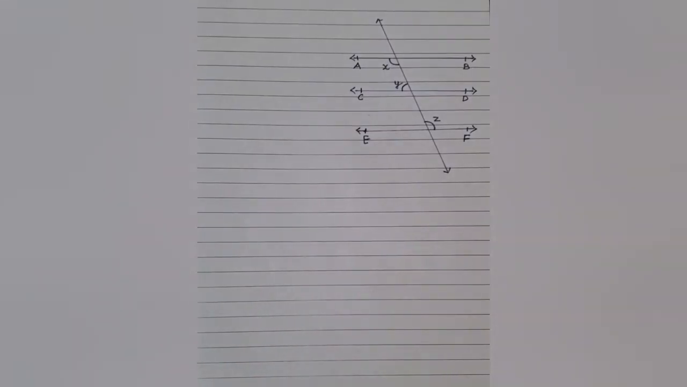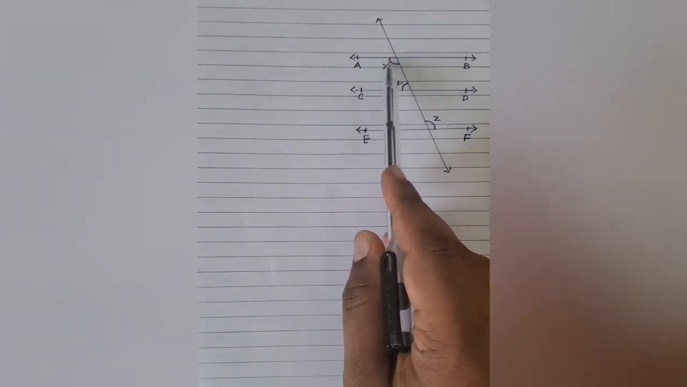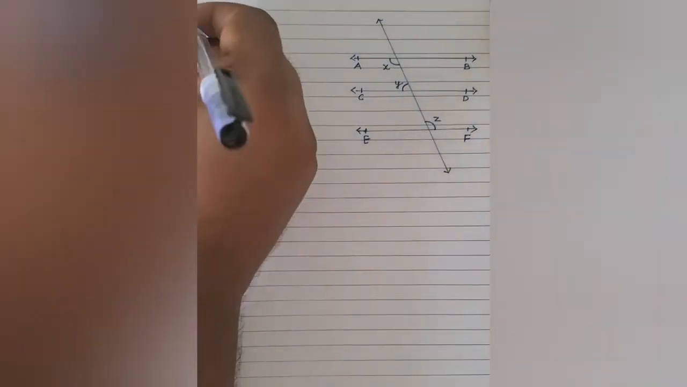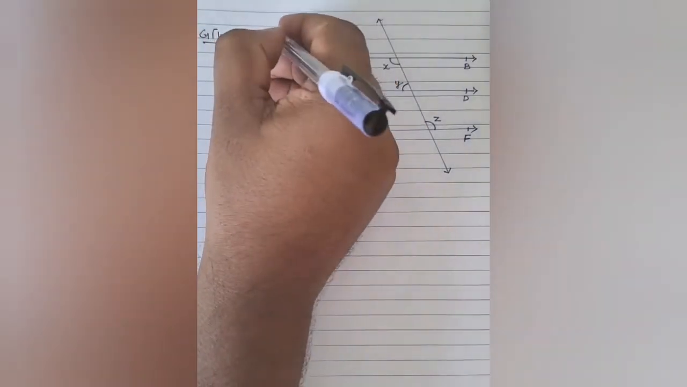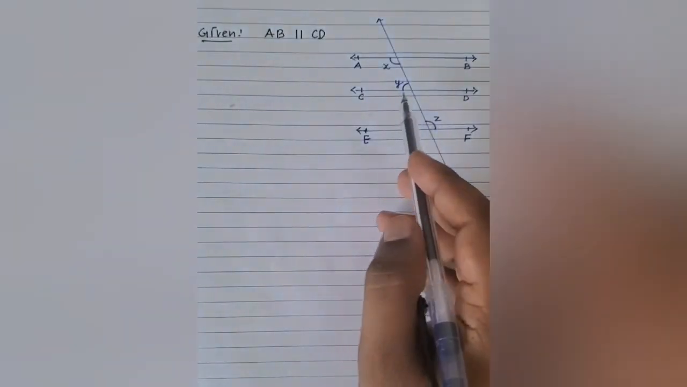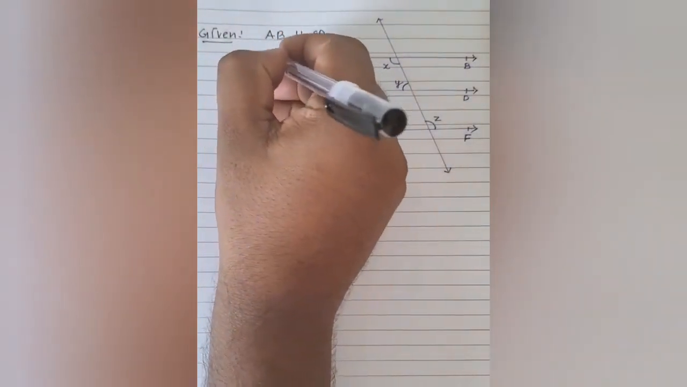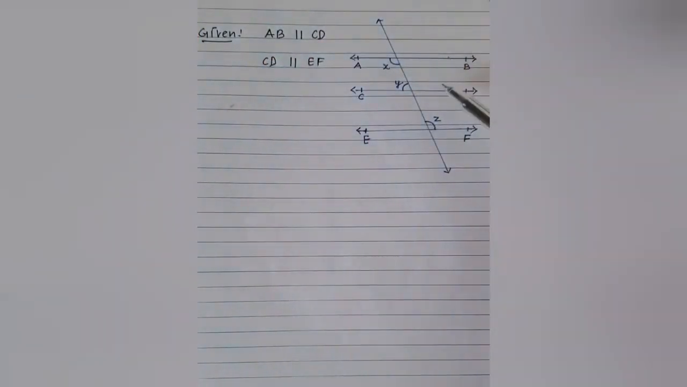Dear students, as mentioned in the question, we have a figure wherein it is given that AB is parallel to CD, and it further says that CD is parallel to EF. CD is also parallel to EF. So what does that mean? That all these three lines are parallel to one another. Fine. What else is given?